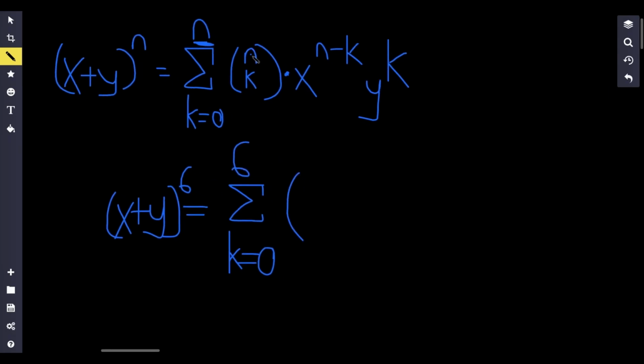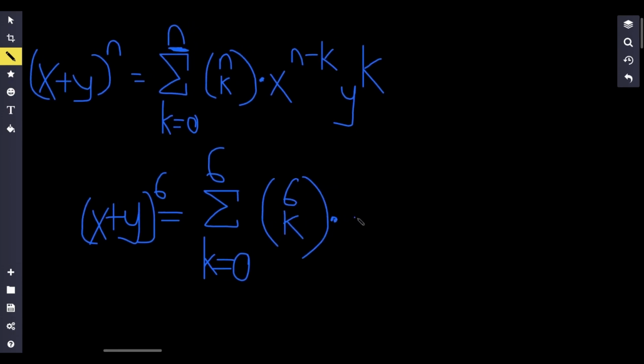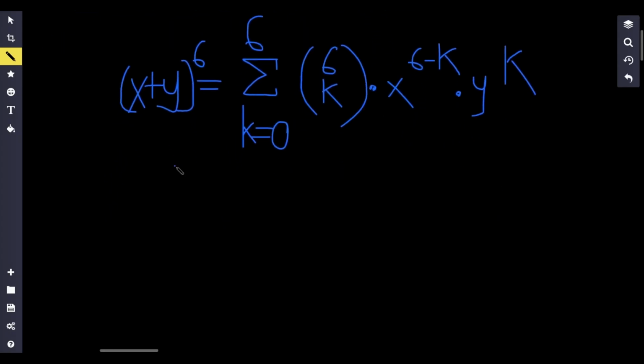Then this is going to be n choose k, so in this case, 6 choose k, multiplied by x^(n−k), so x^(6−k), times y^k. All right, now that we have all of this written out, let's start expanding. Imagine k is equal to 0. We're just going to slowly go up through the integers from 0 to 6.